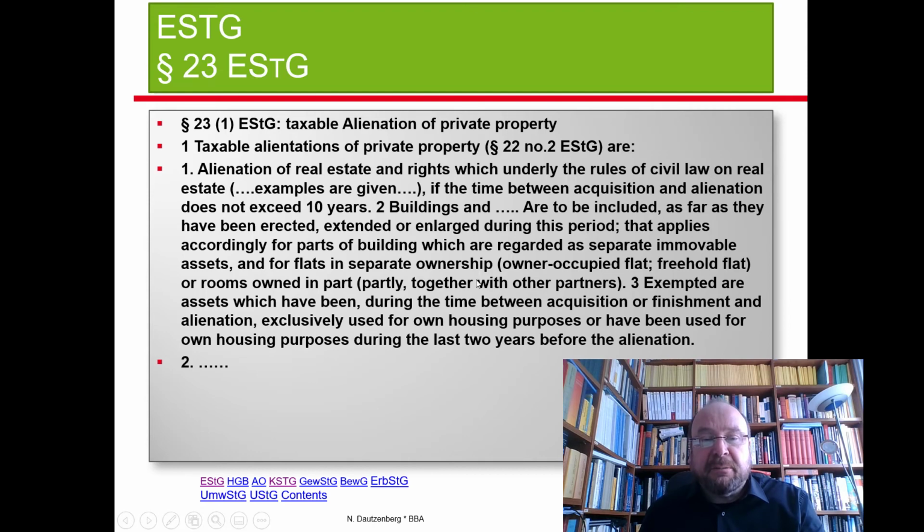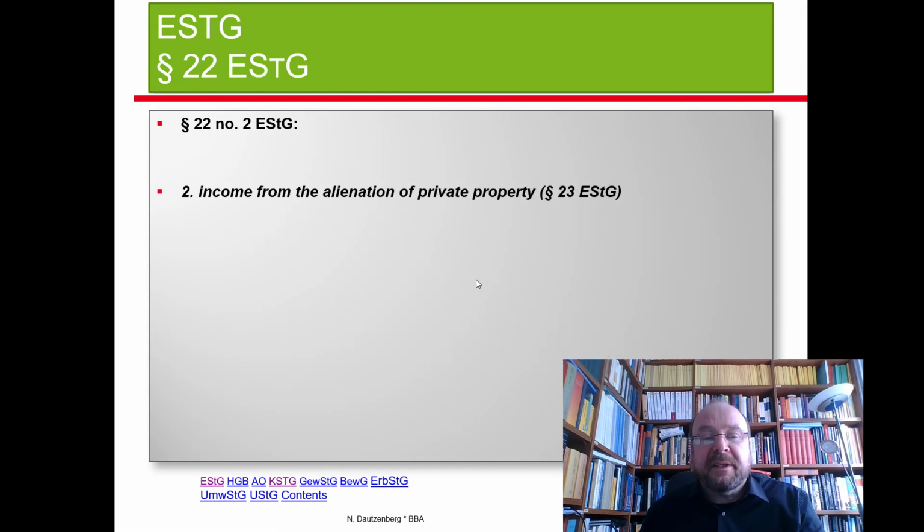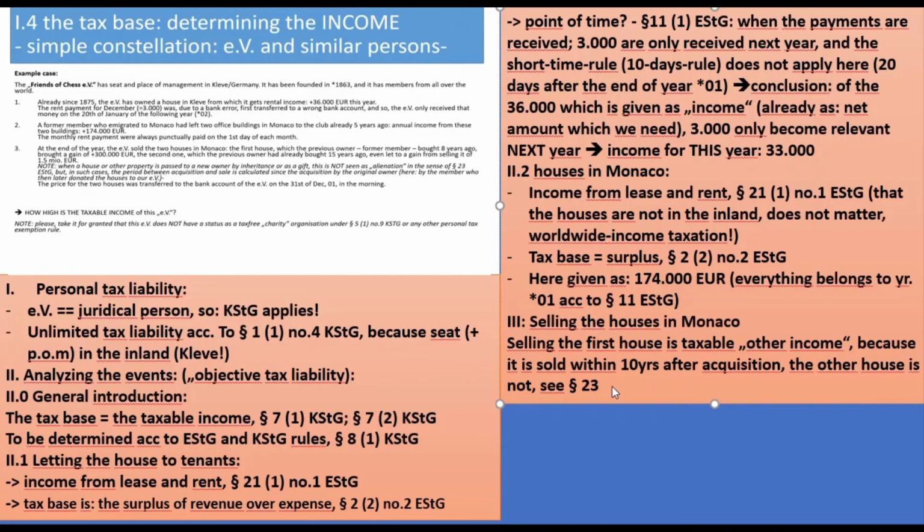And paragraph 22, number 2, was also a nice idea. Here we have the other reference why the selling of private property can be taxable, and so it seems to be okay. These are the two references which we need. So this will be 23.1 ESTG in combination with paragraph 22 number 2 ESTG.